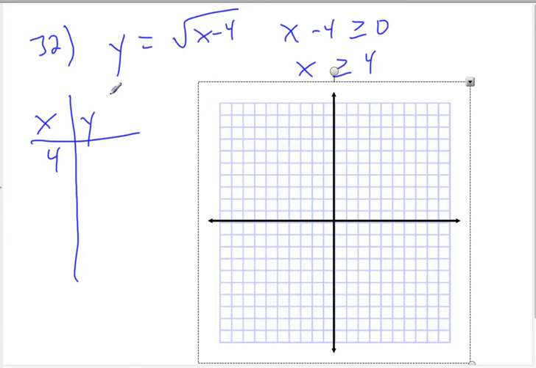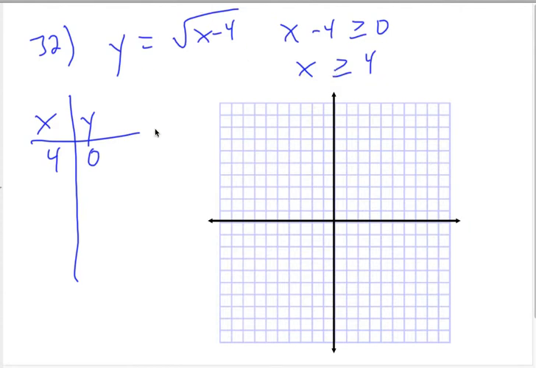Okay. So if we plug in 4 here, we get 0. We know the square root of 0 is 0. 4, 0, 1, 2, 3, 4. So we know it should look kind of something like that. So let's get a couple of these. So let's try 5. So 5 minus 4 is 1. Square root of 1 is 1. Bam.